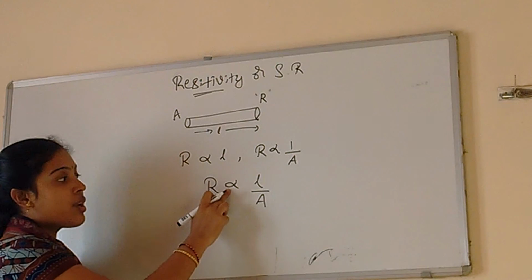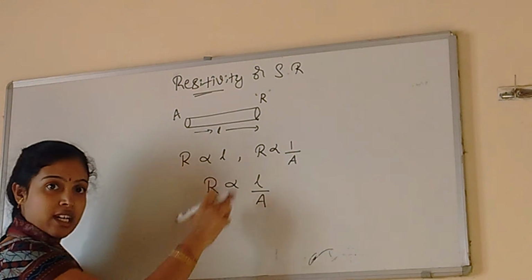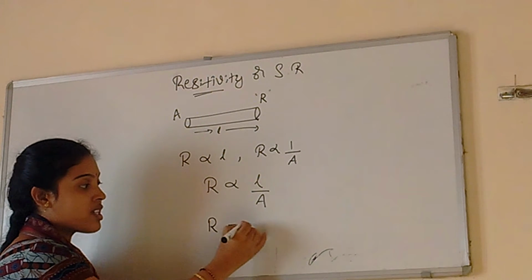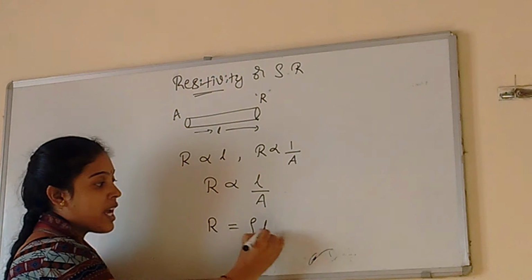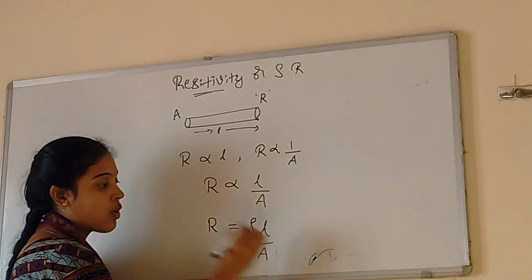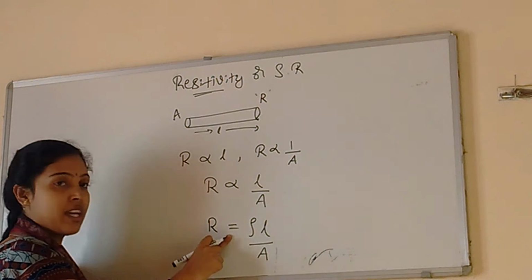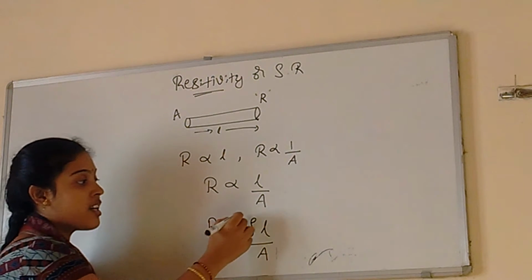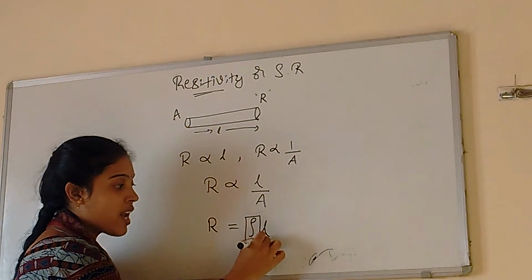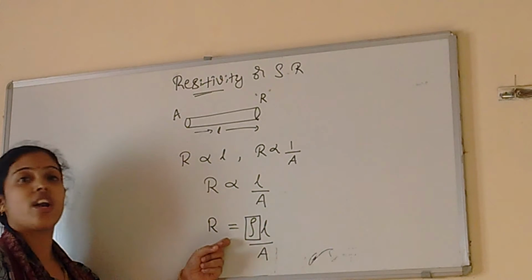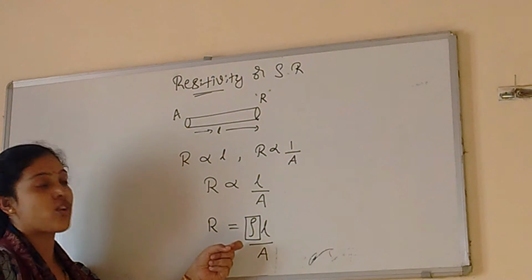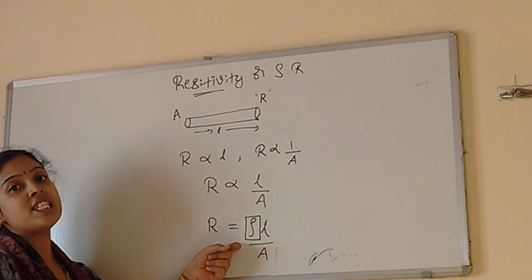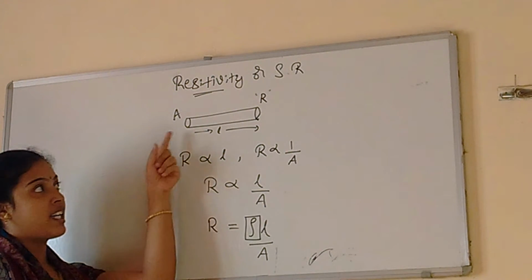Yes. So I want to remove this direct proportionality. So for that I have to put one constant. So that constant is rho L by A. By removing this I am putting equal and replacing this with a constant called rho. This symbol is called rho and this is the resistivity of a conductor.